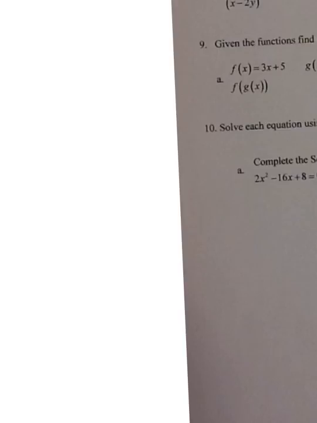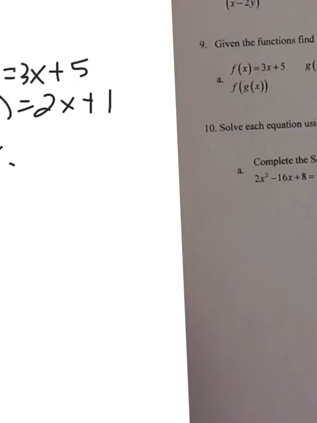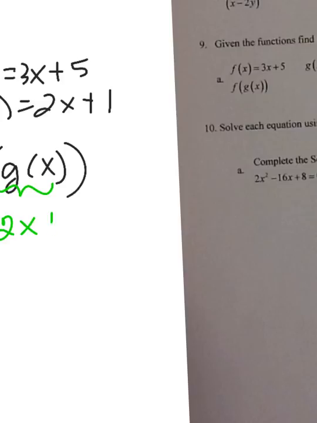All right, so we have, I'm just rewriting this, f of x is equal to 3x plus 5, and g of x is equal to 2x plus 1, and I'm looking for f of g of x. So I need to find f of, replace g of x with what it's equal to, which is 2x plus 1.